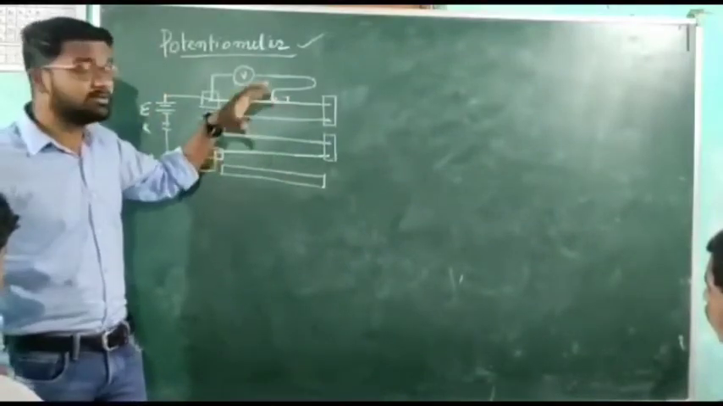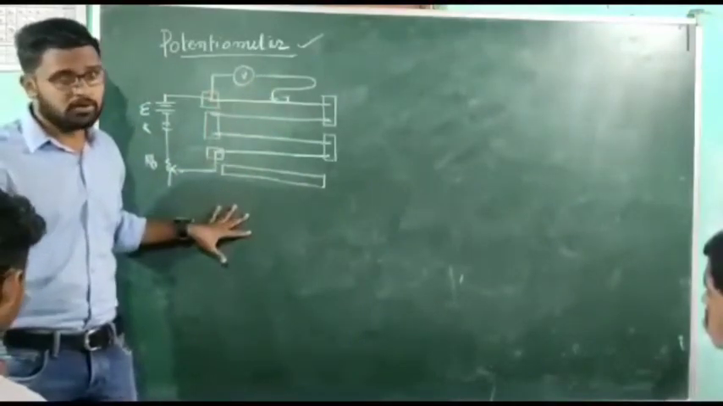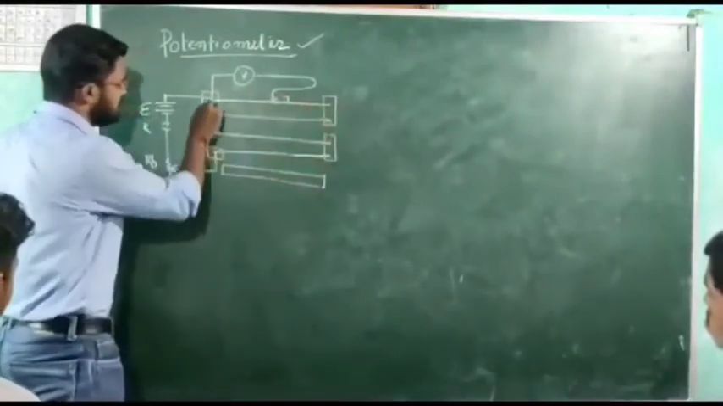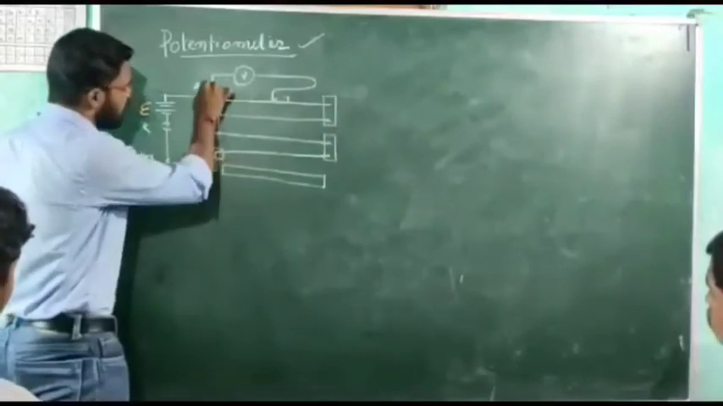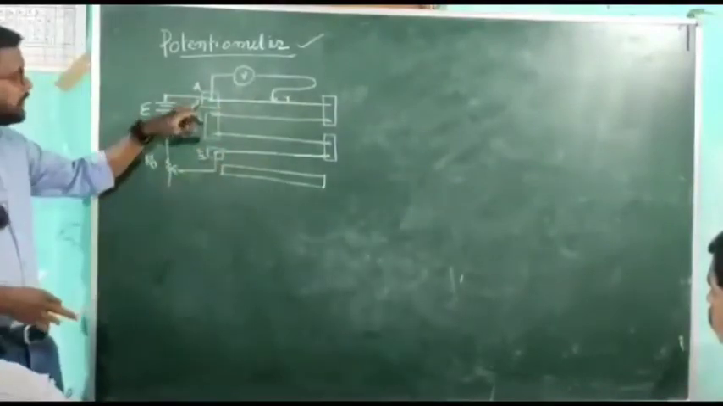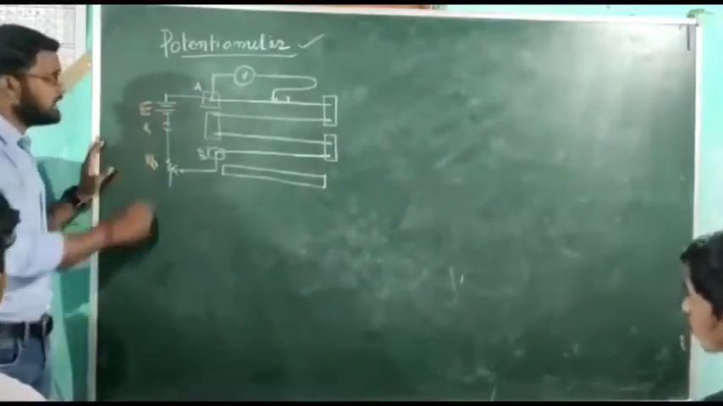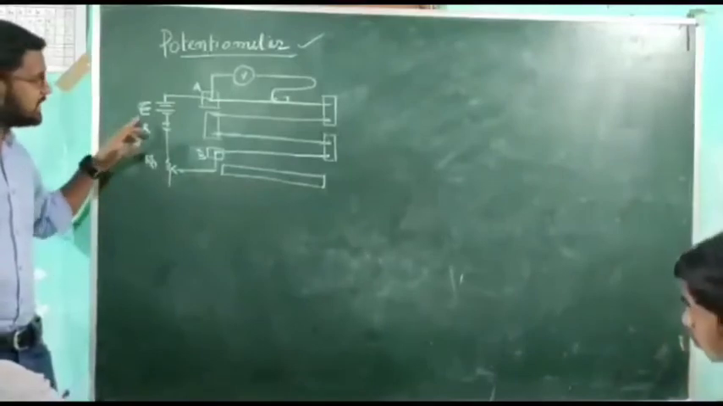The number may vary, depending on the manufacturer, how many wires, and as per our need we can make this potentiometer. So these are the potentiometer wires, and you can see between point A and point B I have connected a cell with EMF E.